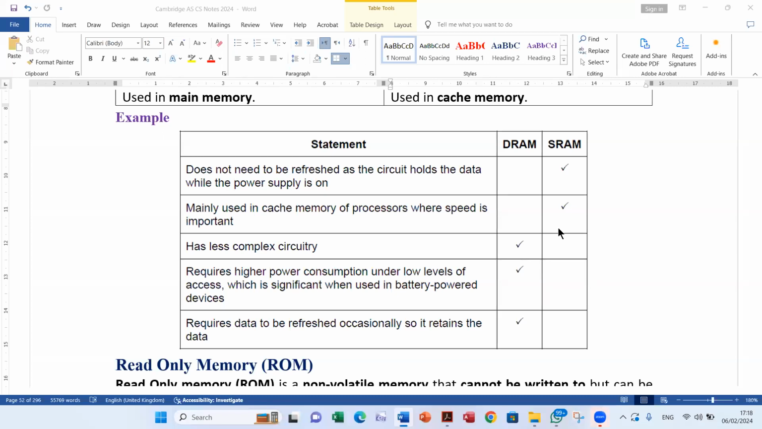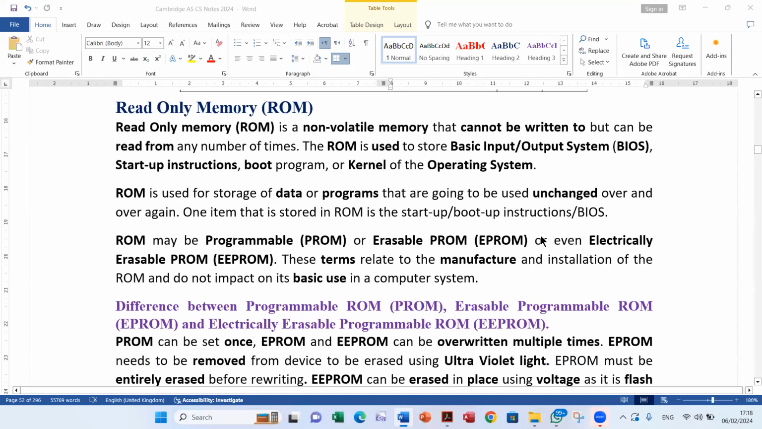Then we now need to study the read-only memory, ROM. Read-only memory, ROM, is non-volatile, which means it cannot be written to, but can be read from many times. Actually, non-volatile means it doesn't lose data when the power is turned off.